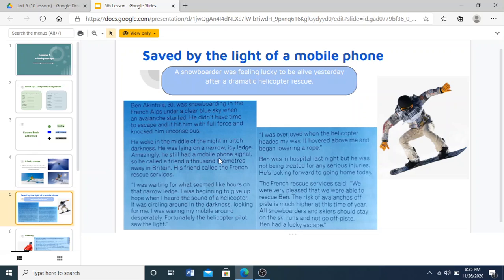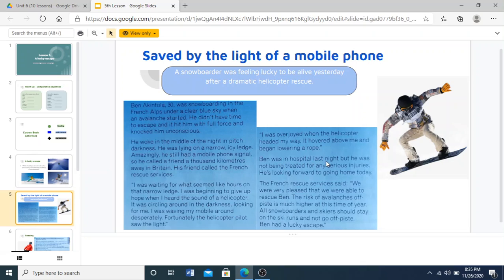Amazingly, he still had a mobile phone signal. So he called a friend 1,000 kilometers away in Britain. His friend called the French rescue services. I was waiting for what seemed like hours on that narrow ledge. I was beginning to give up hope when I heard the sound of a helicopter. It was circling around in the darkness, looking for me. I was waving my mobile around desperately. Fortunately, the helicopter pilot saw the light. I was overjoyed when the helicopter headed my way. It hovered above me and began lowering a rope.